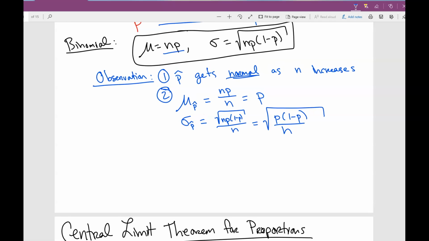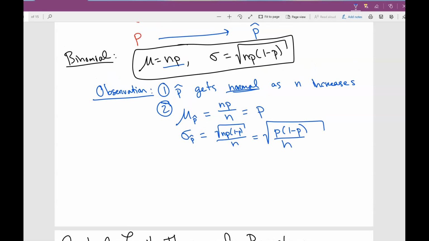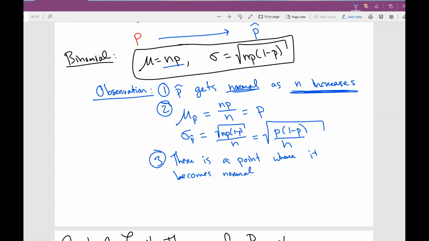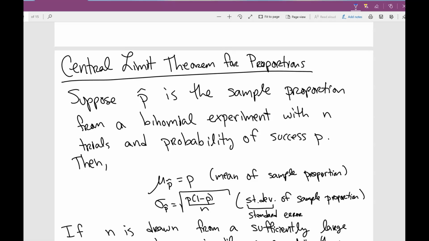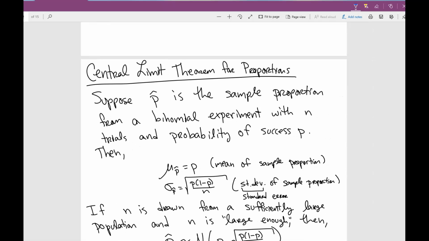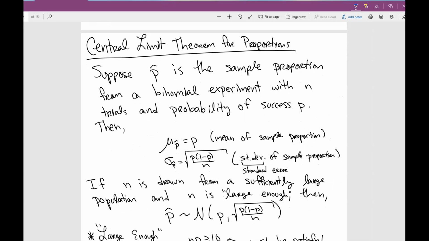And finally, the last thing we can think about is that there's a sweet spot, or a point, where it becomes normal. Now, when is it going to become normal? Here is the first really important theorem. This is what we call the central limit theorem for proportions.